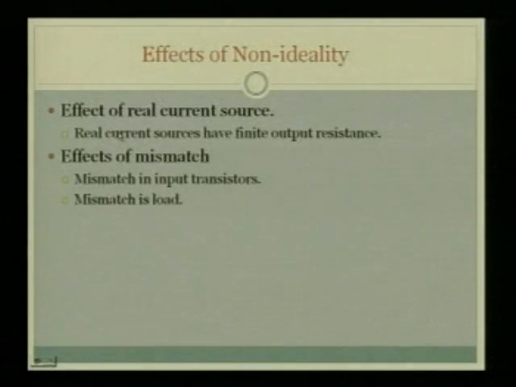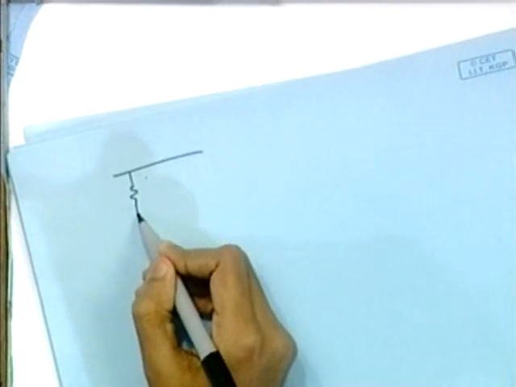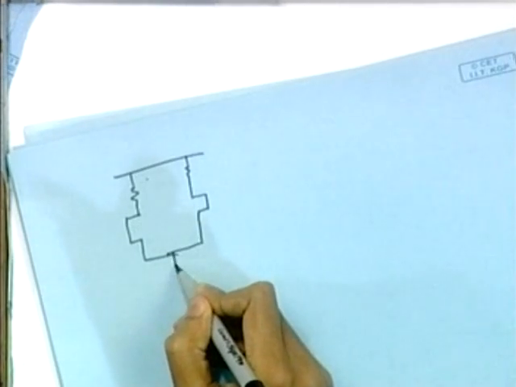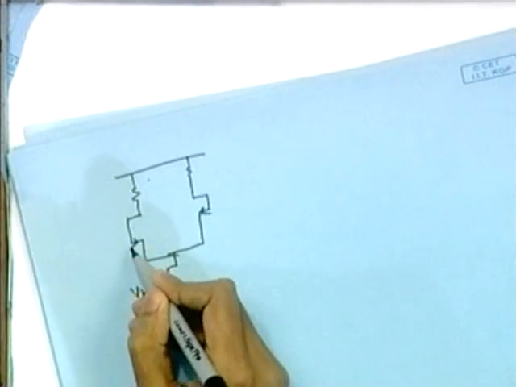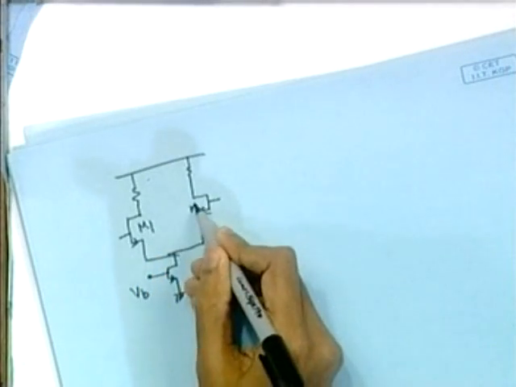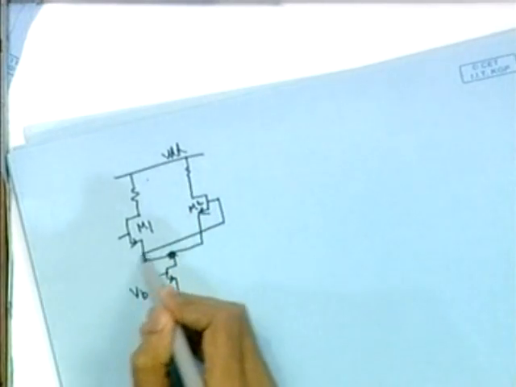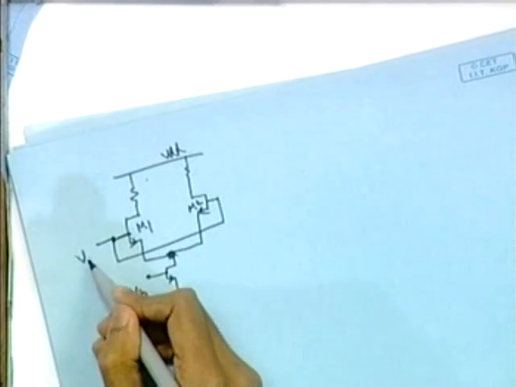So these things are covered. This is over. Okay, now there is finding the ICMR, or the input common mode range, for a particular topology. First, let us take the simpler one. And this is VDD, and we are shorting these two inputs because we are applying the same voltage to M1 and M2, so we can short them and apply the input. This is the VCM, the input VCM.